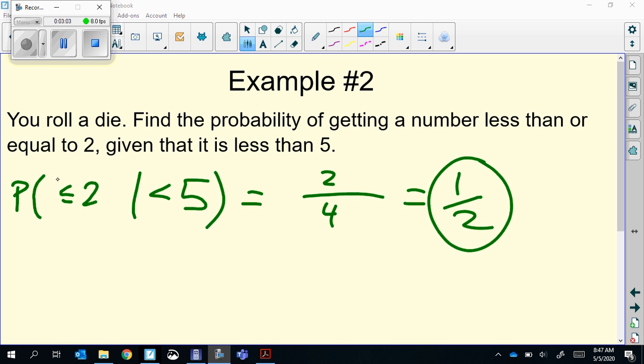Now I didn't explicitly say this, but if a number is less than or equal to 2, it's also less than 5. Remember, we're looking at the combination of the two. So numbers that are less than or equal to 2 and less than 5 would just be the numbers 1 and 2.